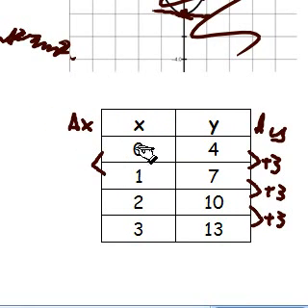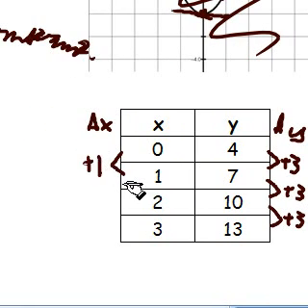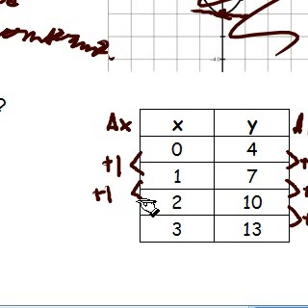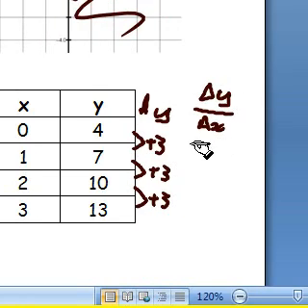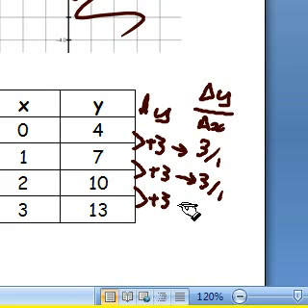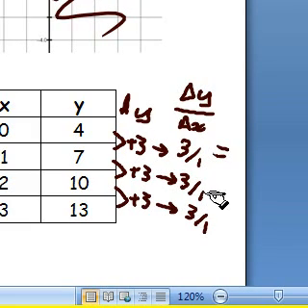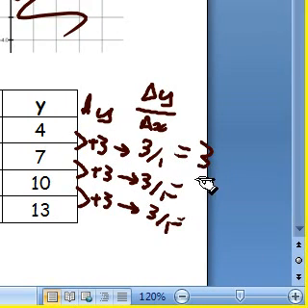Let's look at x now. From 0 to 1, that's a change of positive 1. 1 to 2, positive 1. 2 to 3, positive 1. Change in y over change in x for this point here is 3 over 1. The rate of change here is also 3 over 1. And the rate of change here is 3 over 1. And they all equal 3.